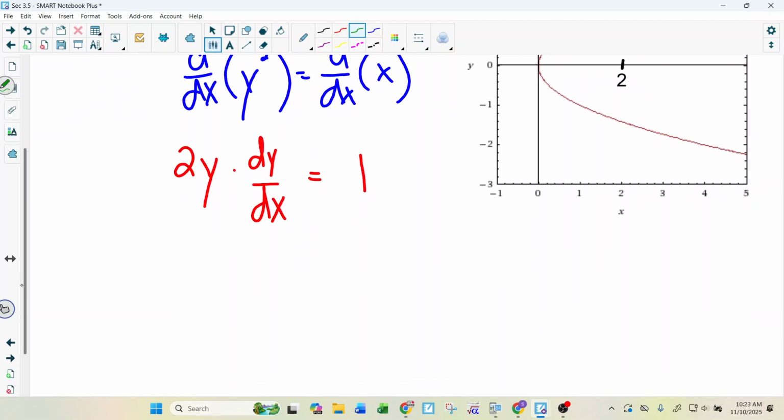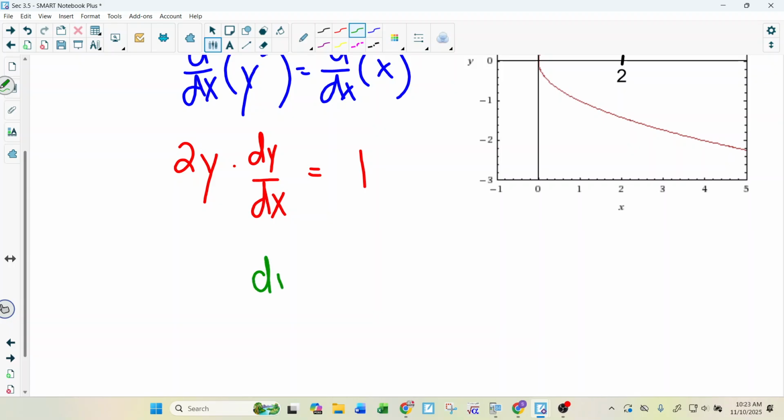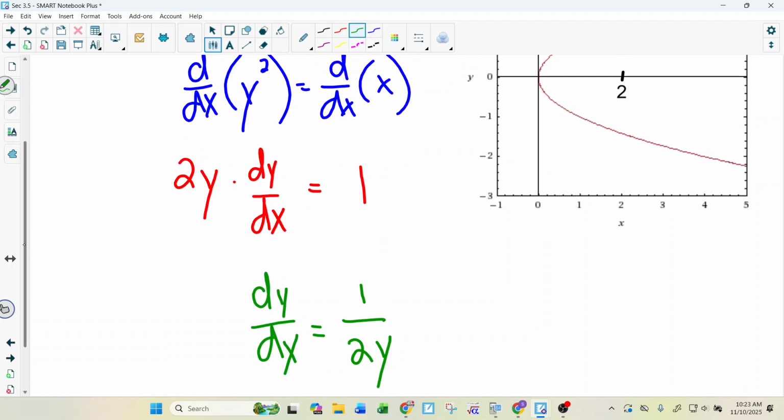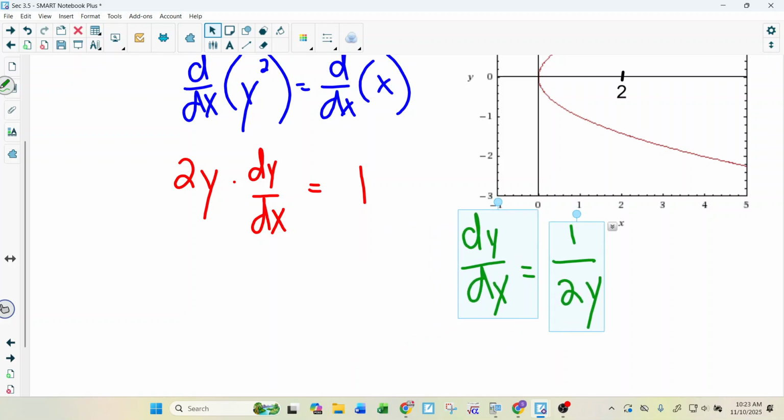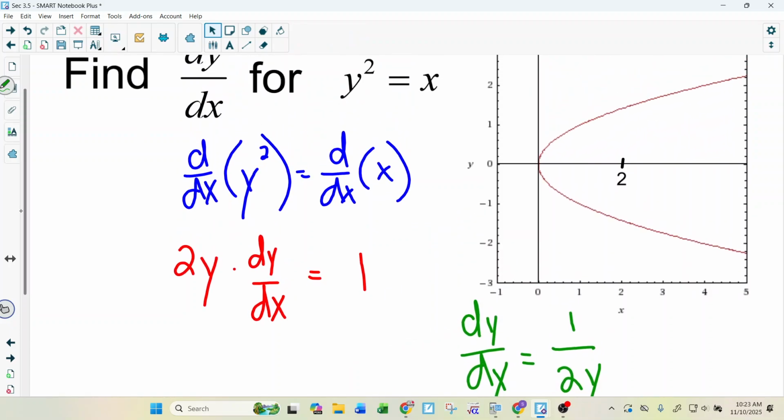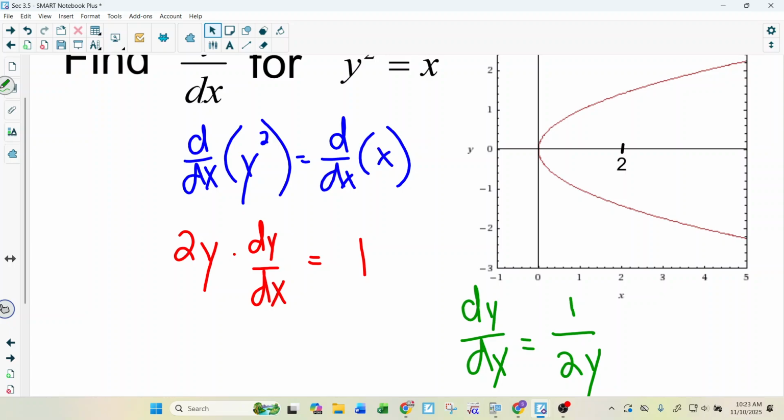So once we do that, we want to solve for dy/dx. So we divide by 2y, and there is our derivative. So dy/dx is equal to 1 over 2y. So you'll notice this one does not even have an x in it.